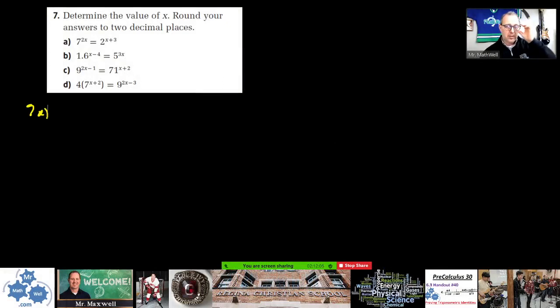Okay, so here's question number 7, 8.4. Determine the value of x, round your answers to 2 decimal places. So we're going to use logs to solve here. So 7a looks like this. We've got 7 to the power of 2x equals 2 to the power of x plus 3.